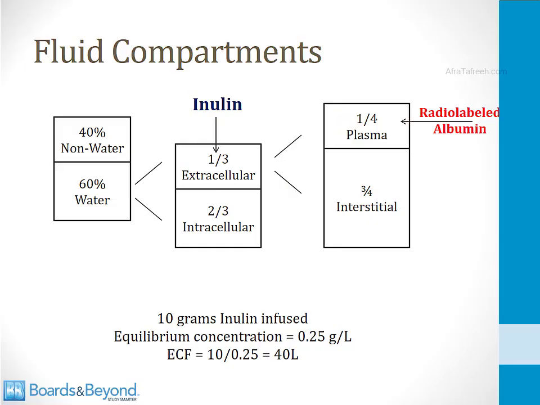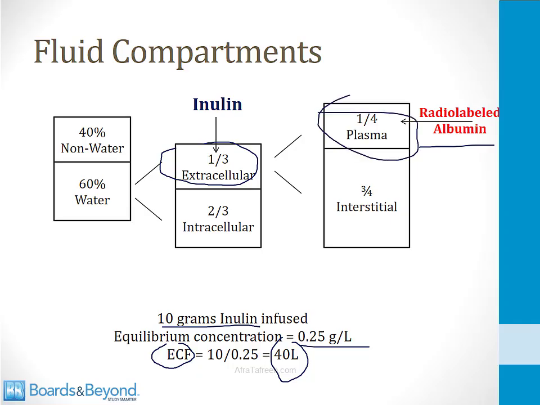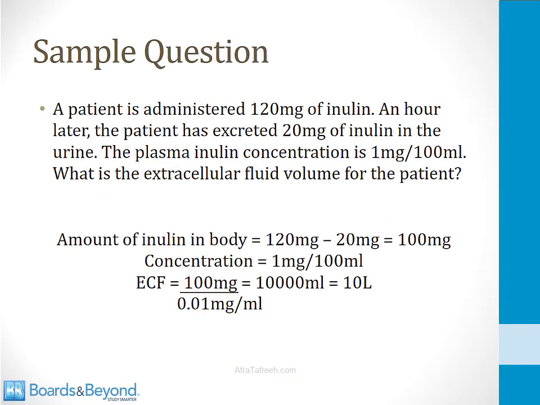And this is easier to understand if we use some actual numbers. So suppose we infuse 10 grams of inulin into a research volunteer and the equilibrium concentration in the plasma is 0.25 grams per liter. Then for that research volunteer, the extracellular fluid volume must be equal to 10 divided by 0.25, or 40 liters. So in this manner, we've determined the volume of the extracellular fluid compartment. The same thing can be done with radiolabeled albumin, and this will give us the volume in the plasma. Sometimes on your board exams, the questions will be a little bit more complicated with more math. So let's go through an example of one of those now.